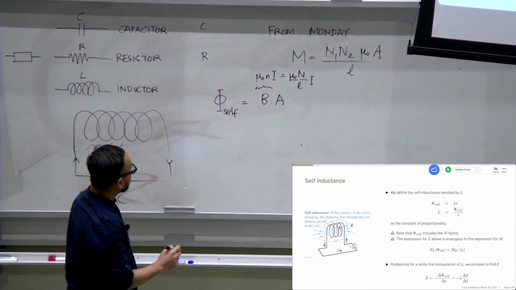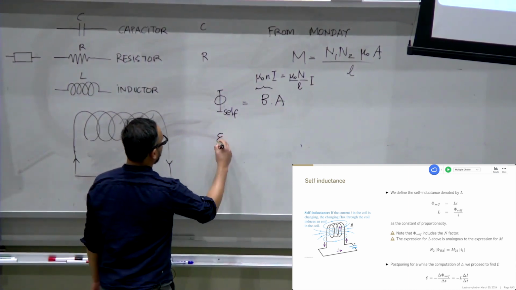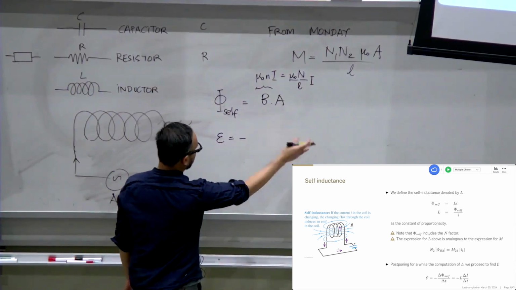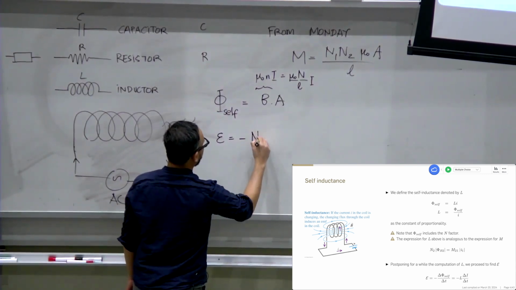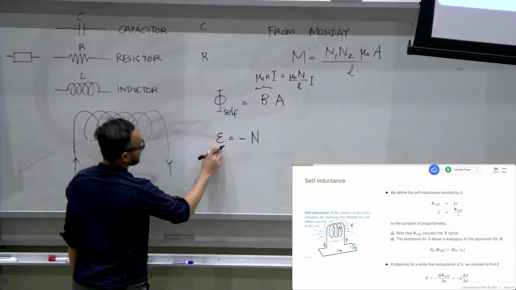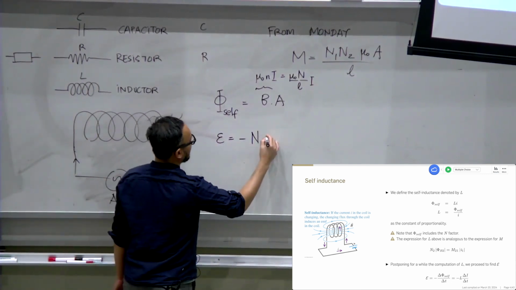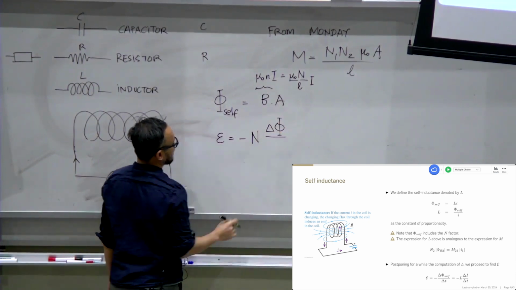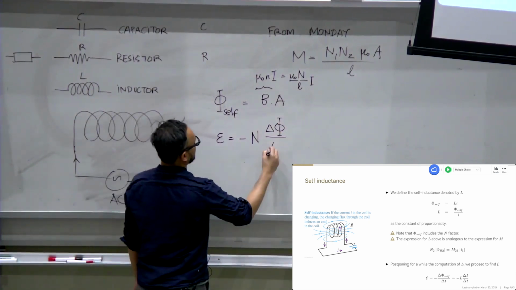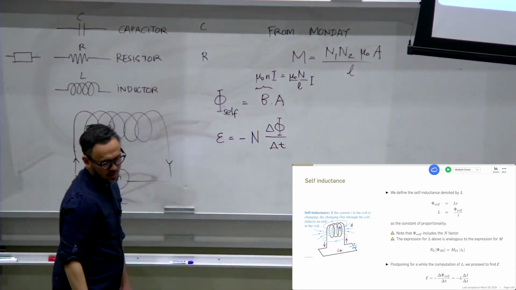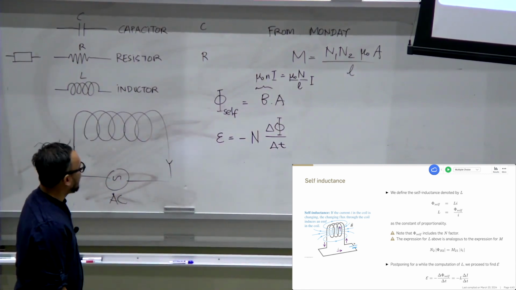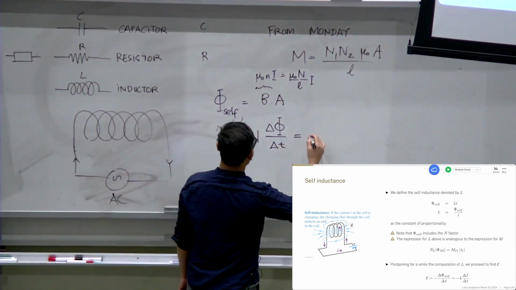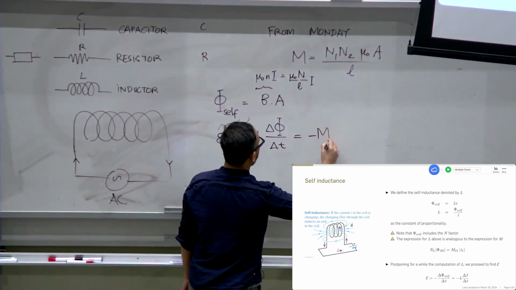And then basically for the EMF, for mutual inductance, I'm going to write and then I'm going to erase, okay? For mutual inductance, the induced EMF is N times the change of flux due to the other coil, which we set to be M.